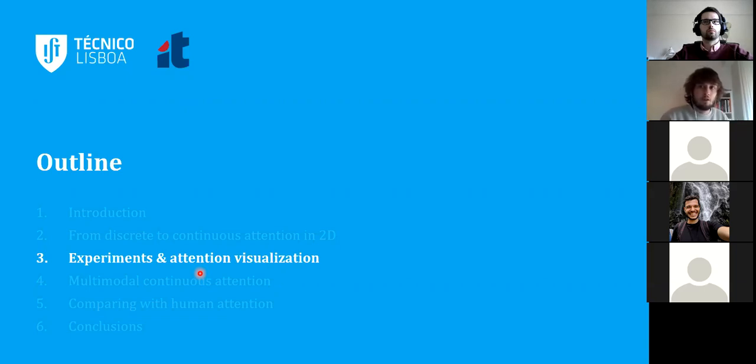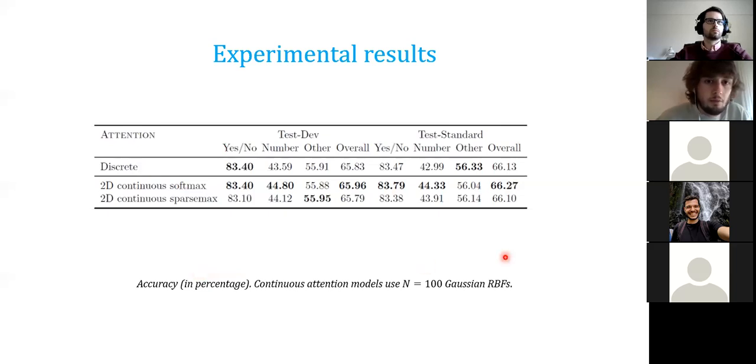Okay, now that we already know how we define continuous attention, let's talk a bit about some of our experiments. So all our experiments in visual question answering use the same architecture that is based on a transformer, in which we change the parts related to the visual attention mechanism. And this table here shows that the results for the continuous models are very similar to the ones that we obtain using discrete attention, with a slight advantage of 2D continuous softmax. However, it is important to note that the number of basis functions used in the continuous models is around half the number of features that we use to represent each image in the discrete case.